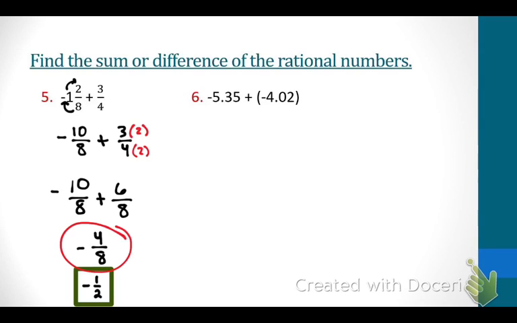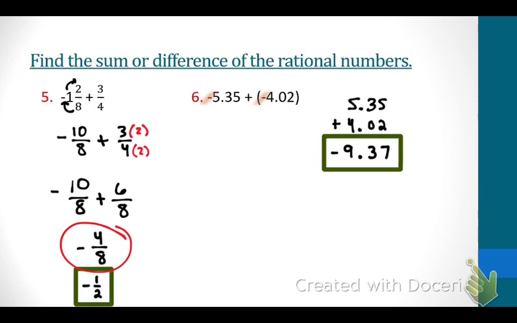Lexi, negative 5.35 plus negative 4.02. Do you have the same sign or a different sign? Same sign. Very good. This is a negative number and this is a negative number. Because you have the same sign, what should you do? Add and keep. Add and keep. So we're going to add 5.35 plus 4.02. When you add that, Lexi, what did you get? Negative 9.37. You are correct. Okay, once again, remember she kept the sign, so she's got negative 9.37.